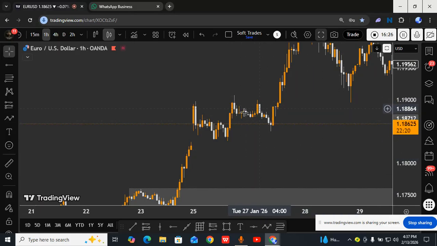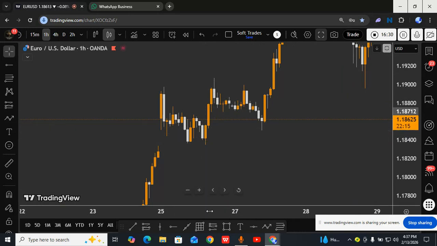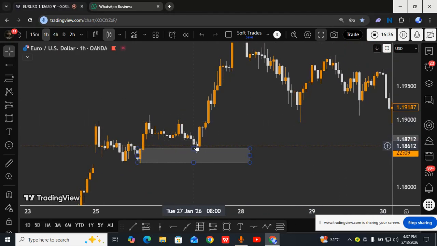Now let's also see another setup over here. Here we have another point of interest. Now this works in every time frame. Your entry time frame, or the time frame where you are looking for your change in state of delivery, depends on the time frame that you mapped out your points of interest. I will explain that as well.